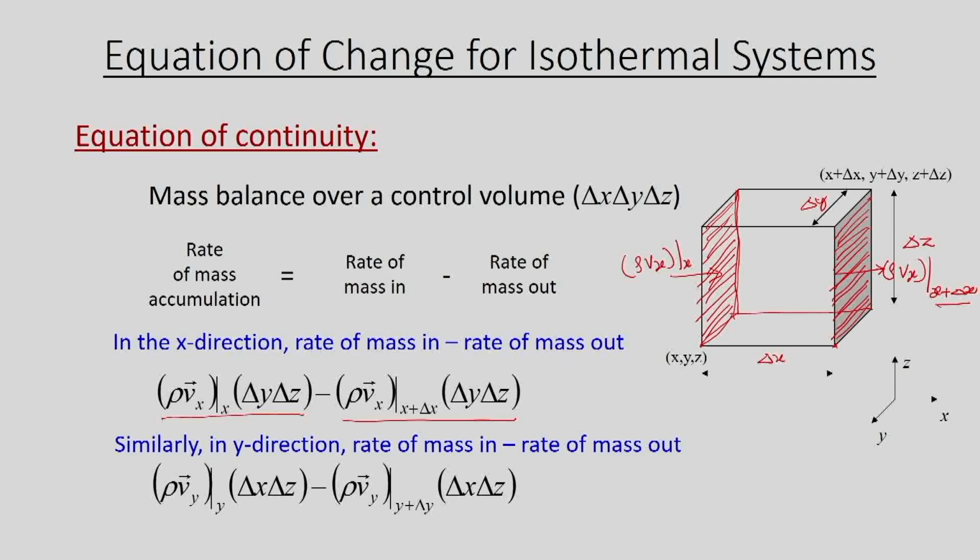Similarly, in the y direction, rate of mass in is rho v y at location y multiplied by delta x delta z. Delta x delta z is the face through which mass is entering in the y direction, and then rate of mass out in the y direction is again rho v y at location y plus delta y multiplied by the area of the face through which it is going out, that is delta x delta z. Now, similarly, if you take the z direction, so let us say this is the z direction, location is at z location, right.